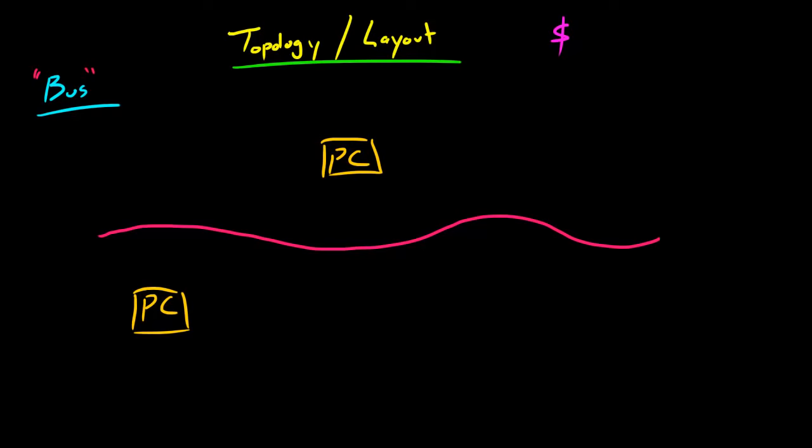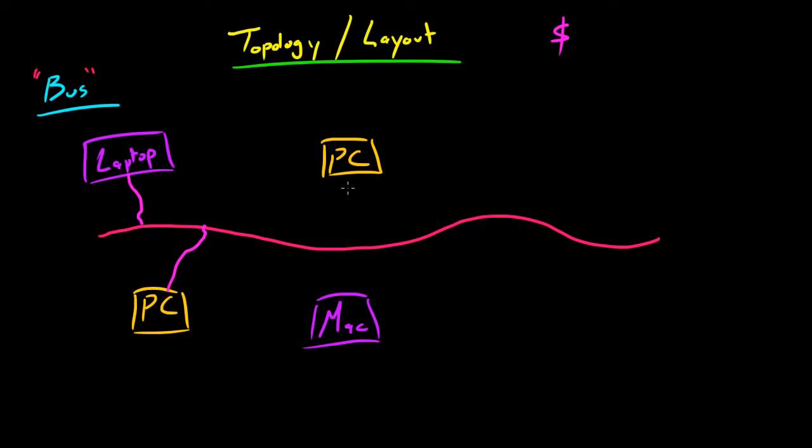Let me pick a new color. Maybe we have a MacBook, or iMac, whatever, and a laptop over here. So basically all of these things are going to be connected to the main backbone, or the main chain. Now, of course, since this is computer networking, we might as well throw in a server. We'll say that this is an office, or a home or something like that. And we'll also put a printer in here. Why not?